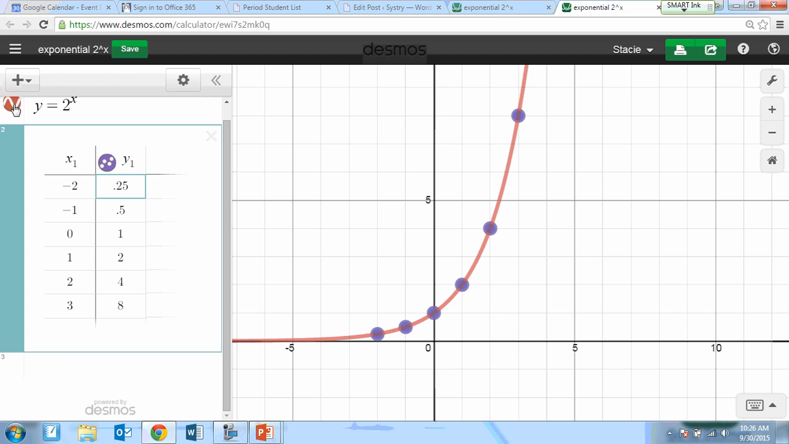Plugging in values for x, seeing what that exponent does to our base. Okay? All right.